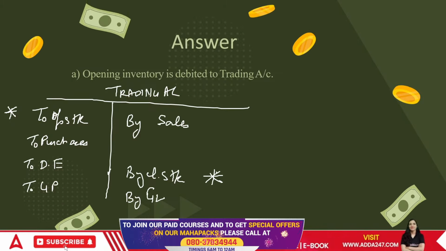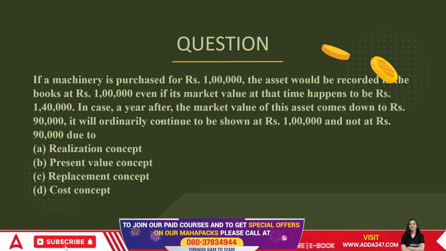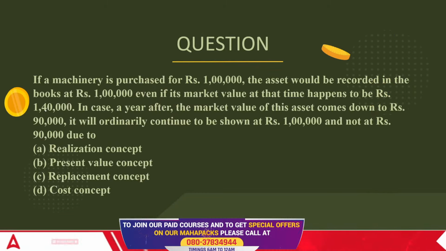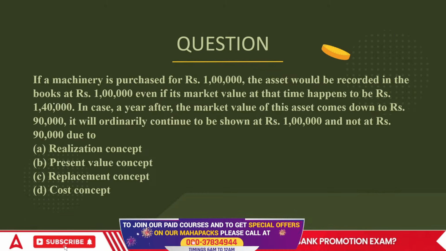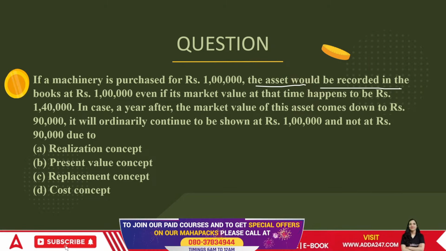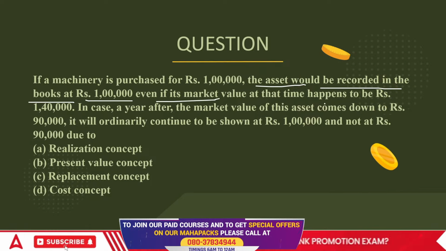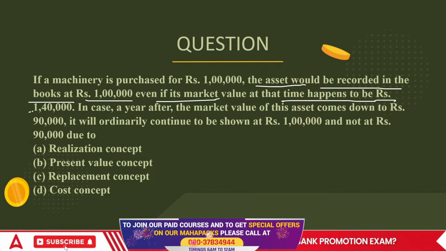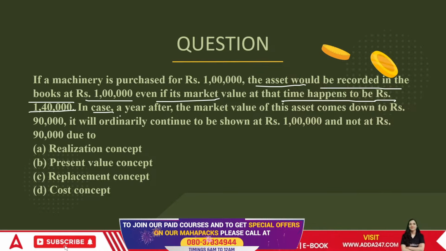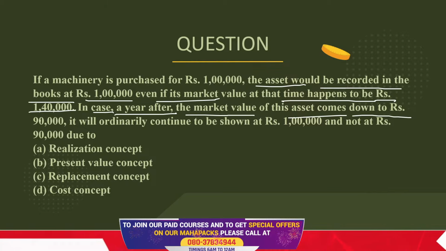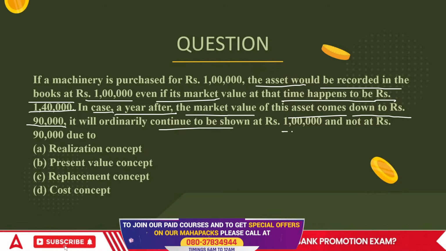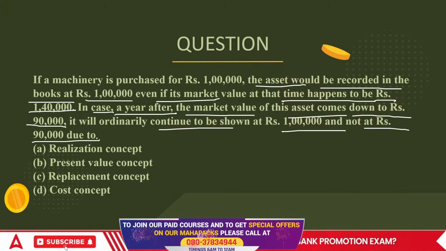Now let's look at the next question. If a machinery is purchased for rupees 1 lakh, the asset would be recorded in the books at 1 lakh, even if its market value at the time happens to be 1 lakh 40. In case a year after the market value of this asset comes down to rupees 90,000, it will ordinarily continue at 1 lakh, not rupees 90,000, due to.